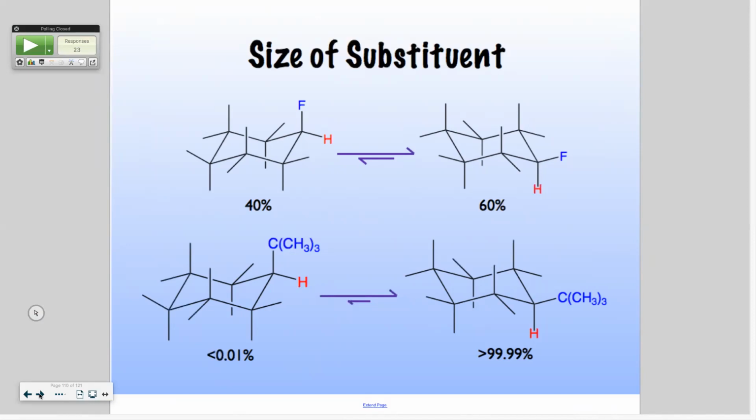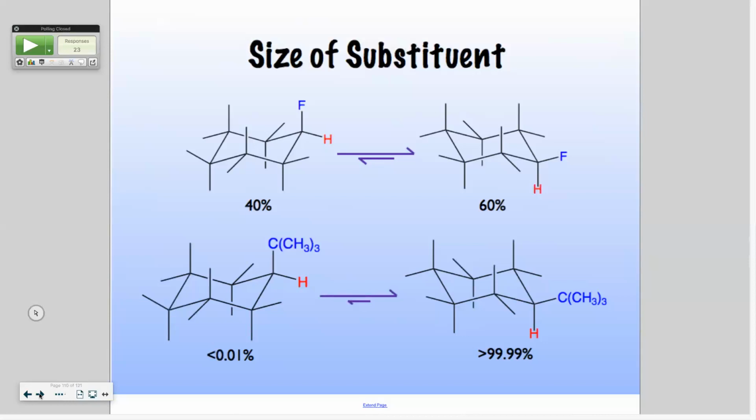You see how it's totally running into these hydrogens. That forces the ring to be this way. So it's 99.99999% equatorial, and just a smidge will be axial at any given time. So here's my t-butyl. Equatorial is more stable than axial.